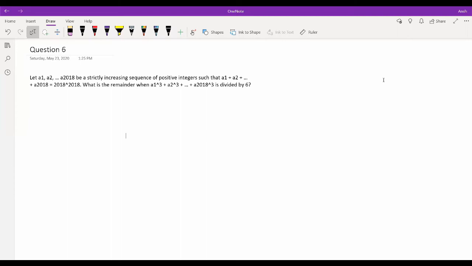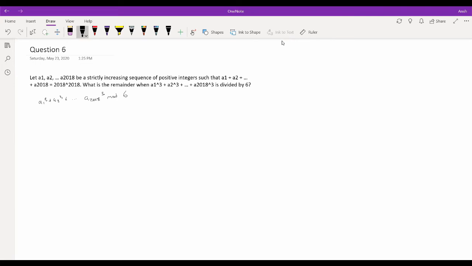How are we even supposed to do this? You know, it's easy to get overwhelmed by these types of problems, but what it's good to always do first is just rewrite this in terms of mods. It asks us to find the remainder, so we want to find A1 cubed plus A2 cubed plus dot dot dot plus A2018 cubed mod 6. So we know we want to find that.